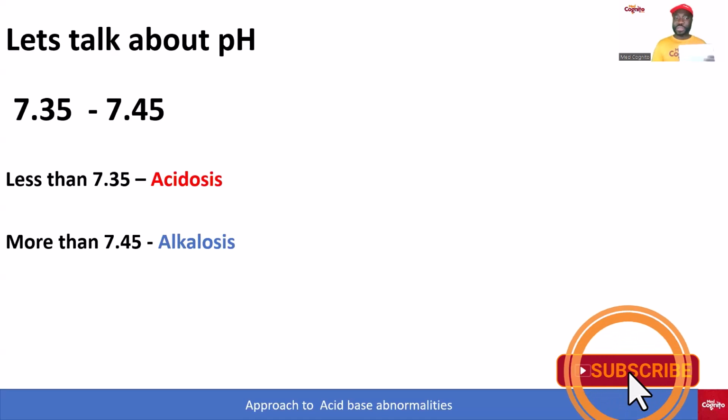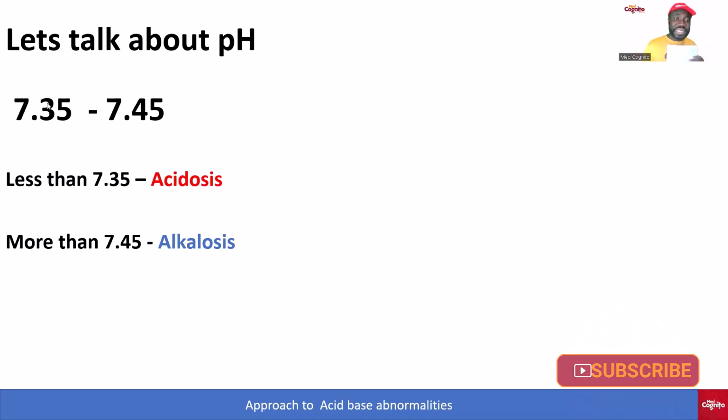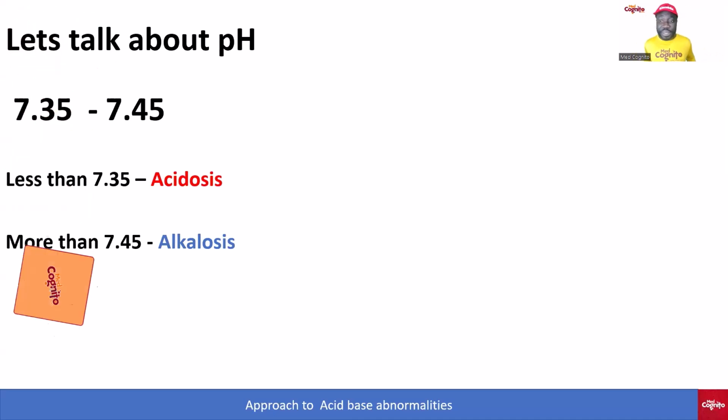Why did I say learn 35 and 45? Normal pH is 7.35 to 7.45. That's the range. If the pH of the patient is less than 7.35, the patient is acidotic. If the pH of the patient is more than 7.45, the patient is alkalotic.